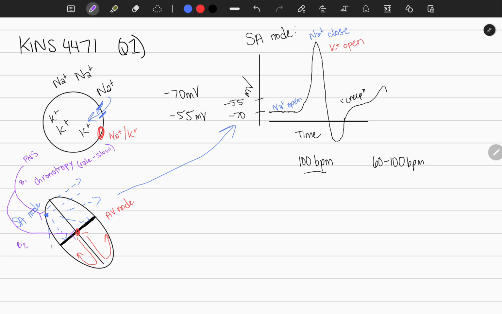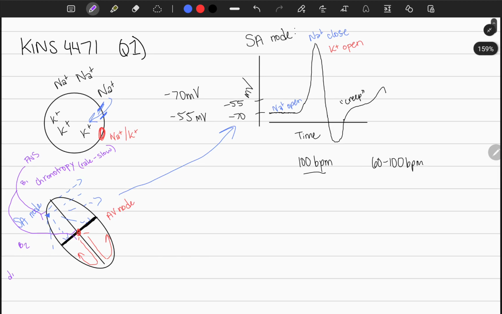We also have branch 2, which innervates the AV node. It's going to be responsible for dromotropy, which causes AV nodal delay. It says it within the name. AV node is going to be delayed from firing because it is going to wait for the SA node to completely finish its firing across both atriums before the signaling occurs for the AV node.